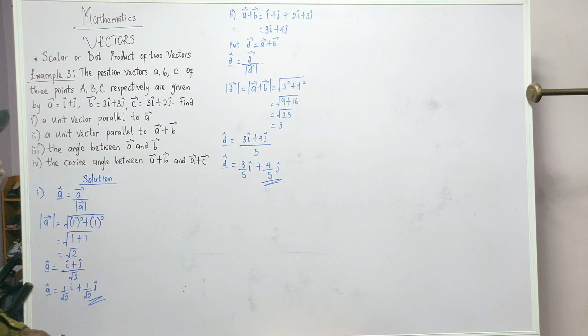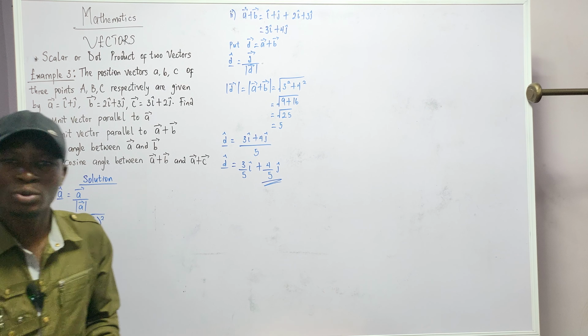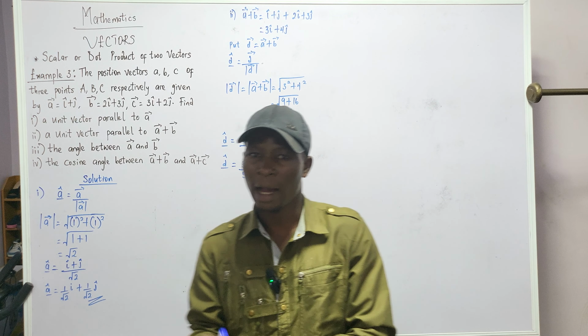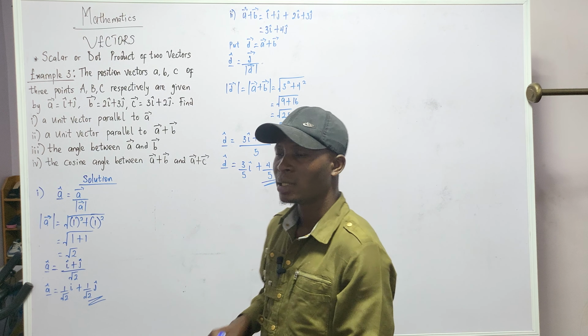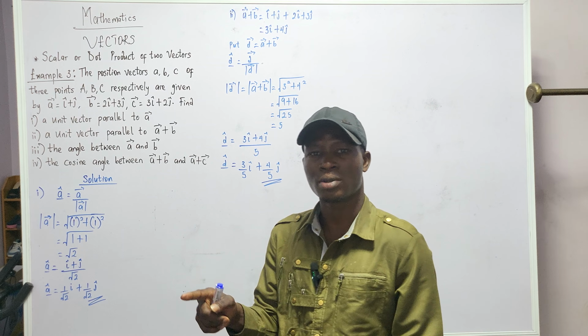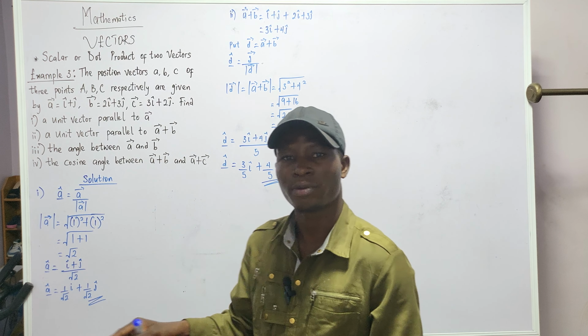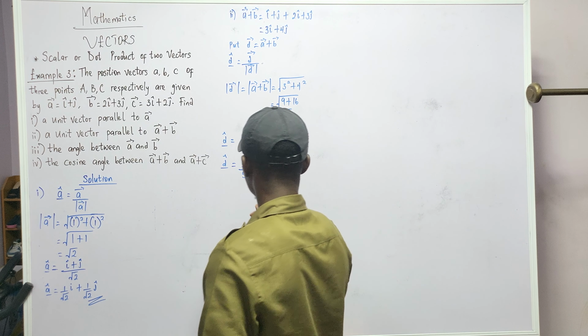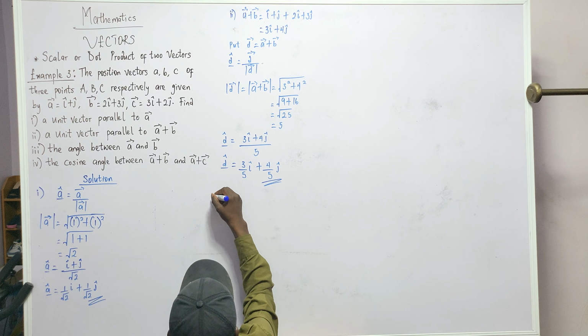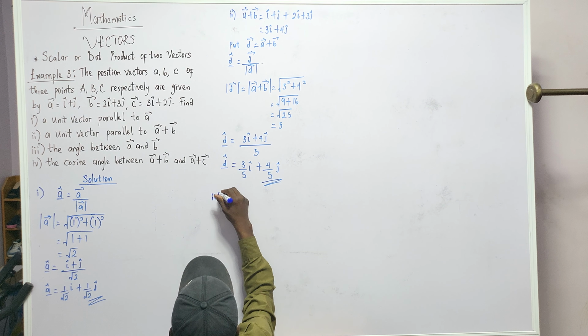A plus B. Now the third one says the angle between A and B. The angle between A and B. Don't forget, angle is different from cosine angle. The angle, angle theta equals to what? Cos inverse of, you get? So what's the formula we are using? The formula we'll be using will be what?